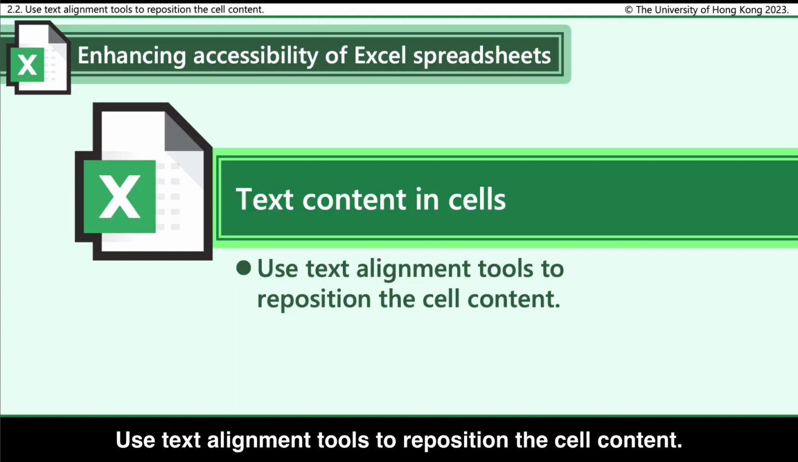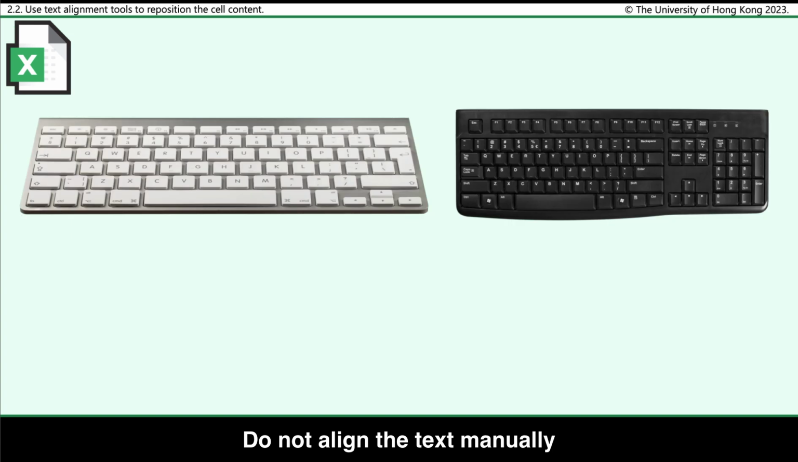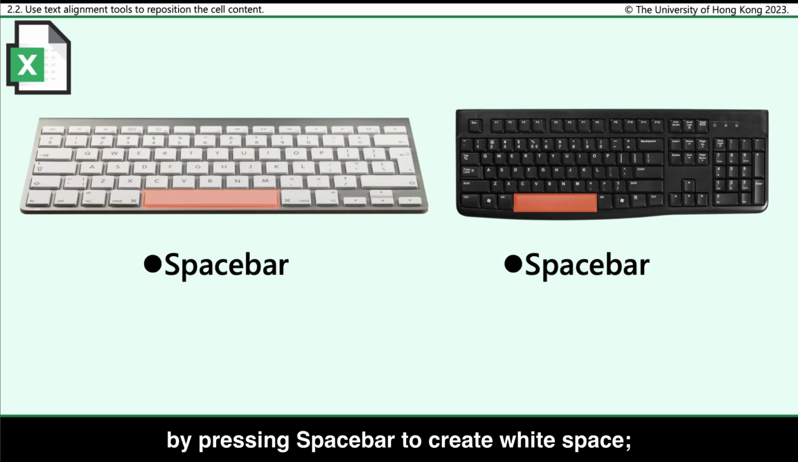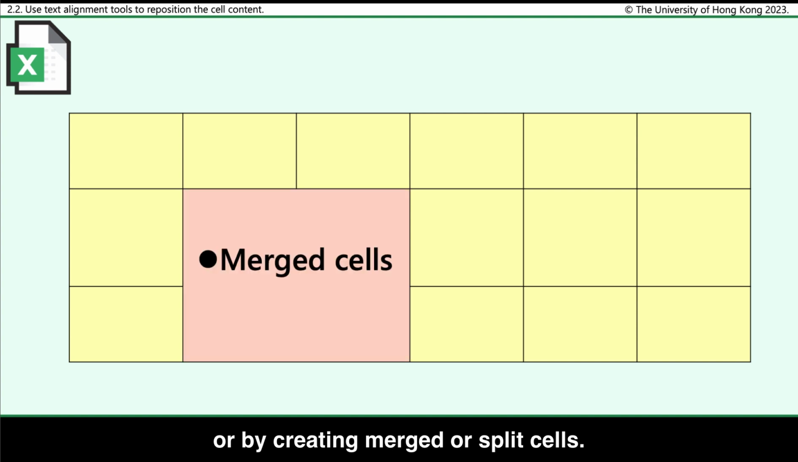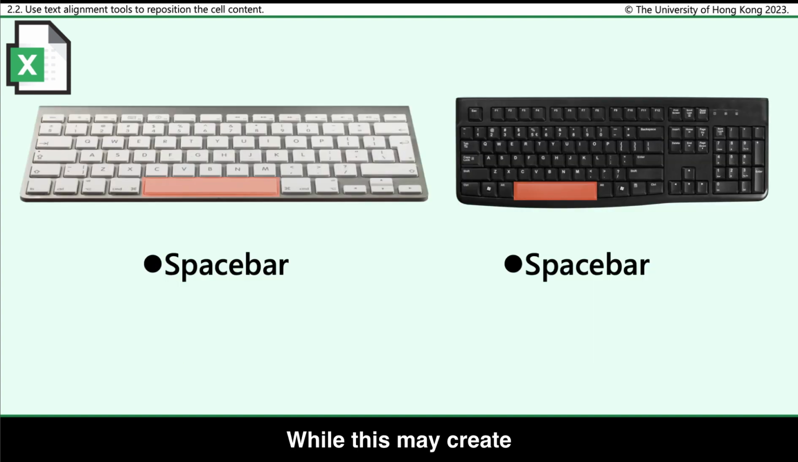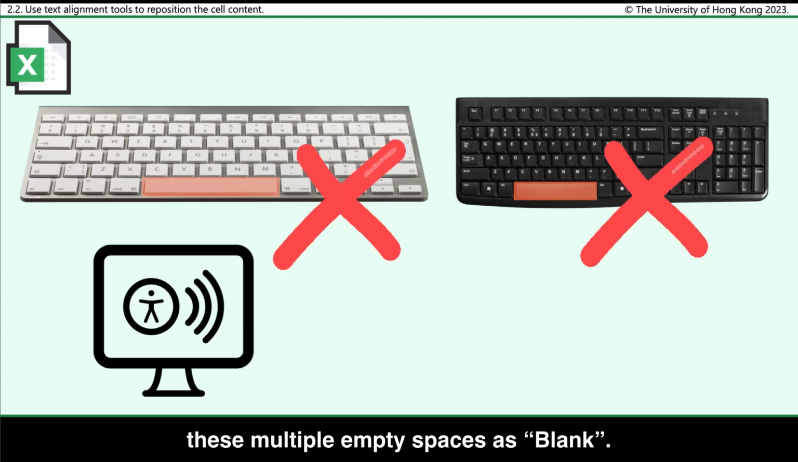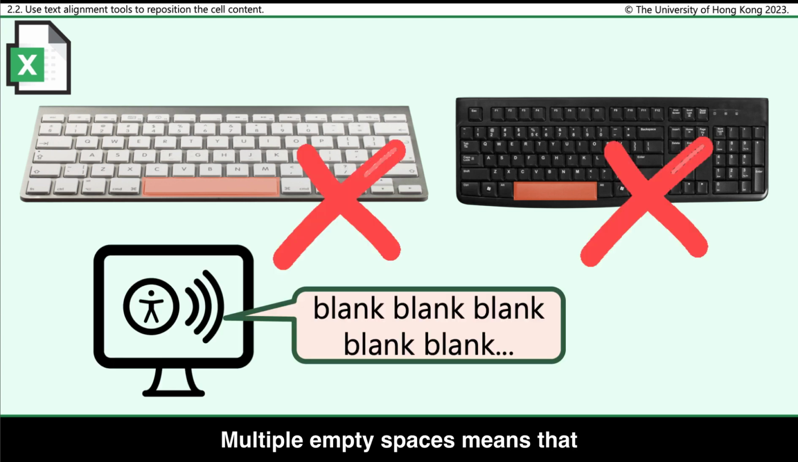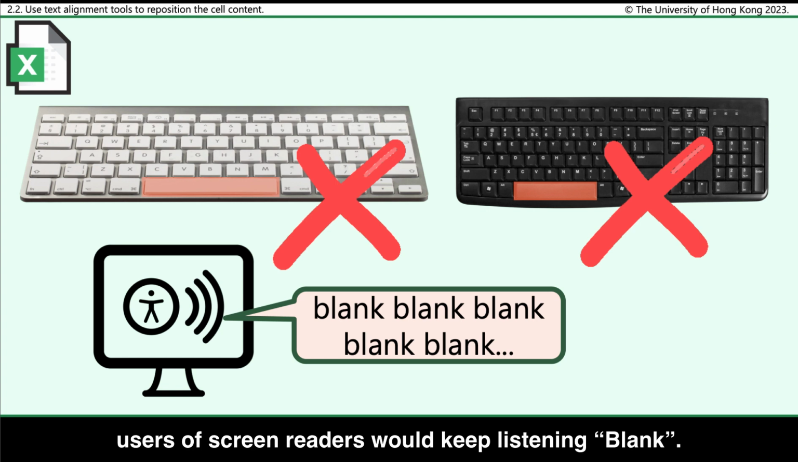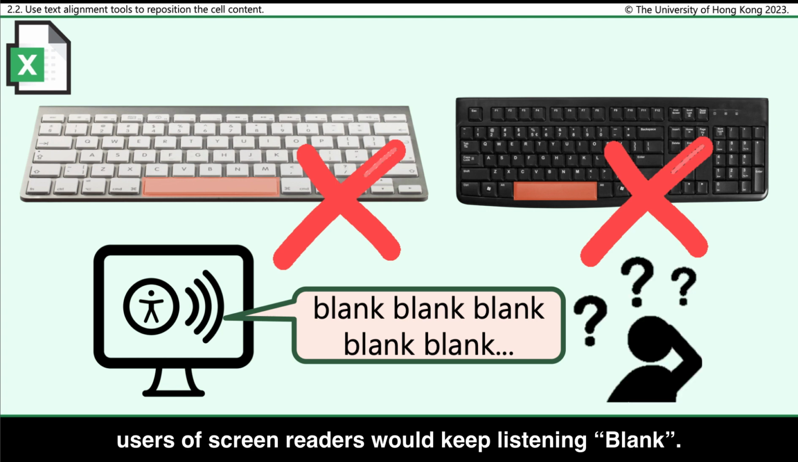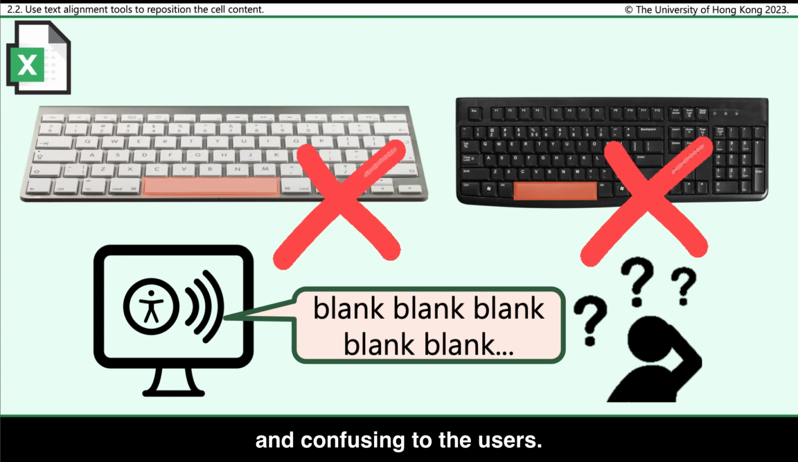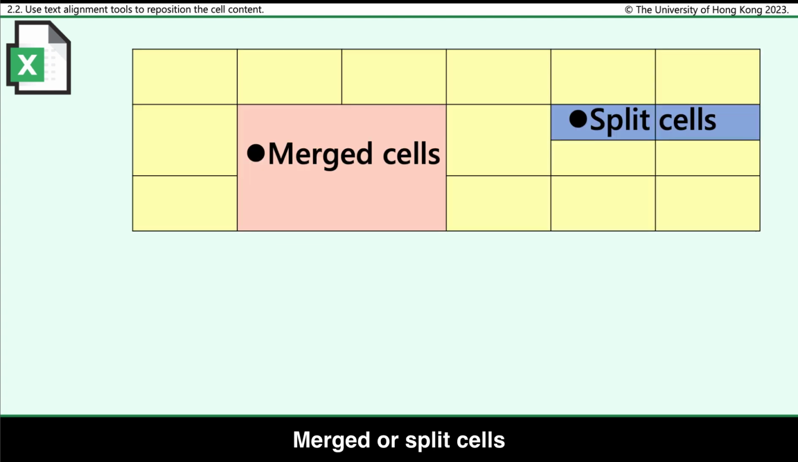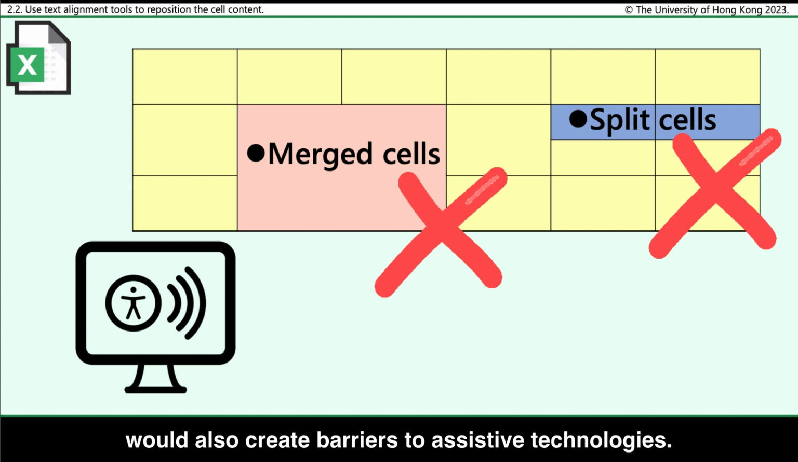Use text alignment tools to reposition the cell content. Do not align the text manually by pressing spacebar to create white space, or by creating merged or split cells. While this may create a visual appearance of realigned text, screen readers would read these multiple empty spaces as blank. Multiple empty spaces means that users of screen readers would keep listening to blank. It can be very annoying and confusing to the users. Merged or split cells would also create barriers to assistive technologies.